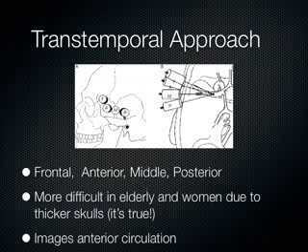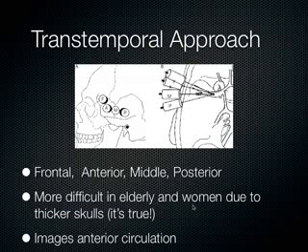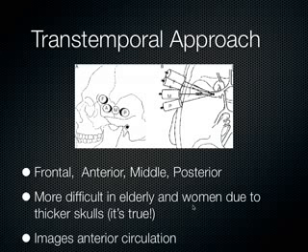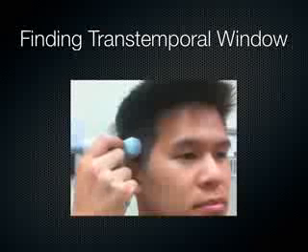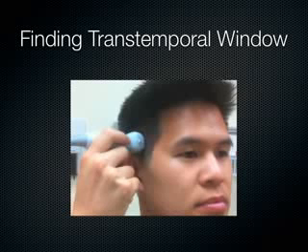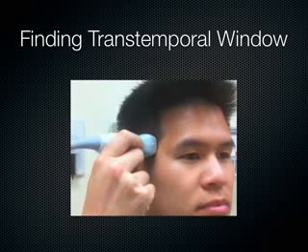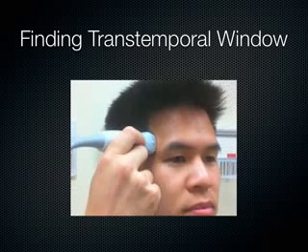There are 4 different locations to place the transducer along these bones here. And keep in mind that in older patients, and actually in women, these skulls tend to be a little thicker. I know it's kind of funny, but it's kind of true actually. And with ultrasound, it's a little bit harder to see through that. But you can definitely see the anterior circulation using this transtemporal approach. I'm just scanning above his zygoma right here, and I'm basically doing a posterior view. I'm going to the median and the anterior, and then the frontal view right here.